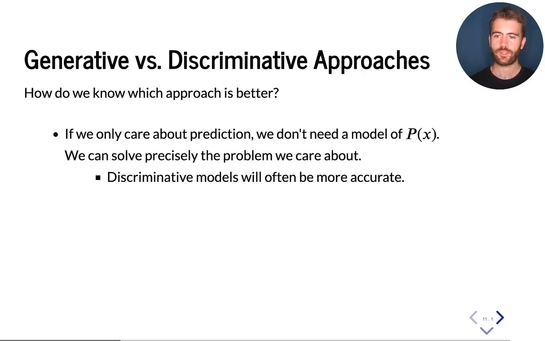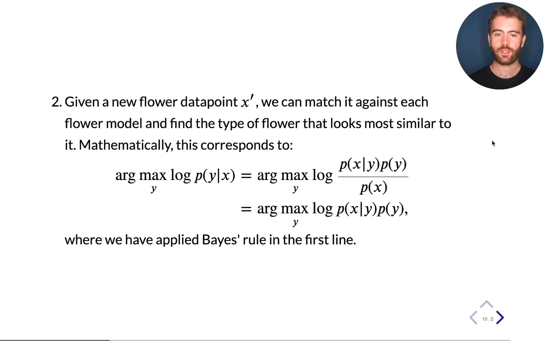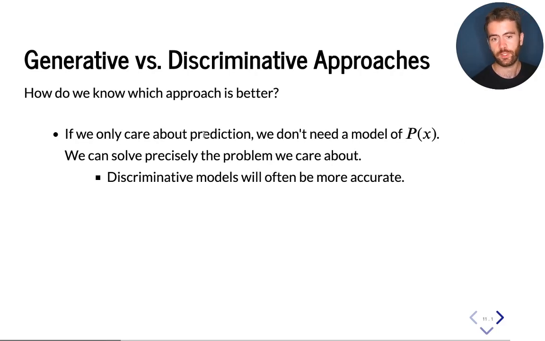So given that we have these two approaches, generative and discriminative, which one is better? Which one do we want to use? We're going to be talking about this at several points during this lecture and also during the next lecture. But in brief, if we are only interested in prediction, we don't really need a model of X. In other words, a discriminative model only models this distribution, whereas the generative model also is modeling X given Y. But we don't really need X given Y if we are only interested in prediction.